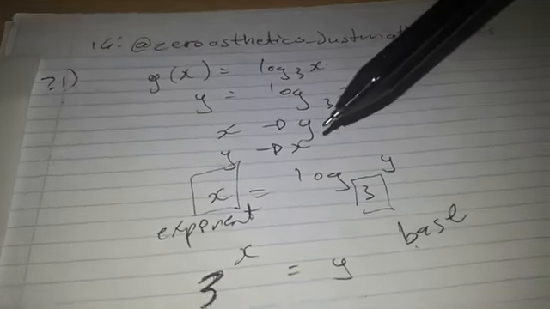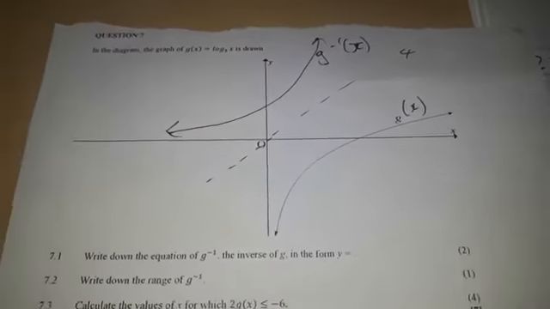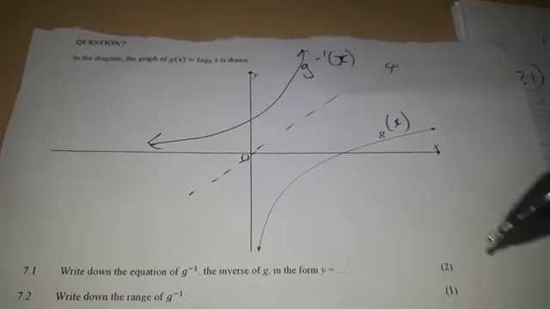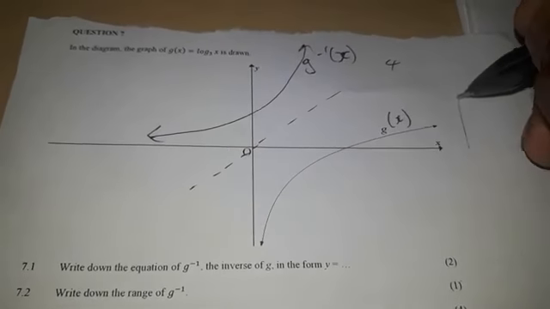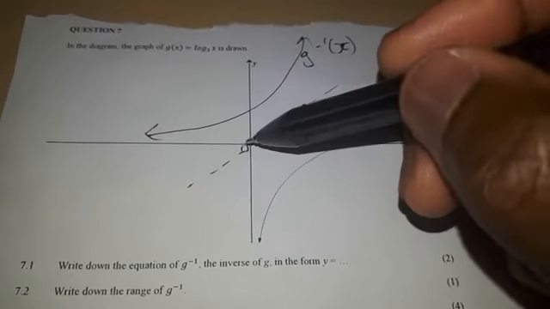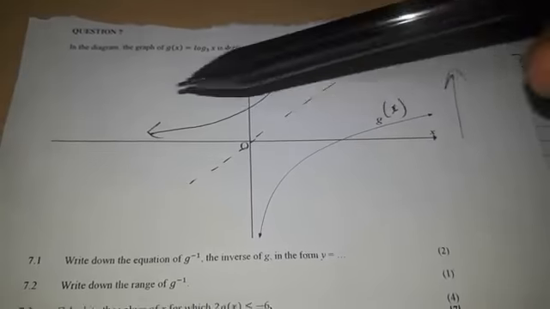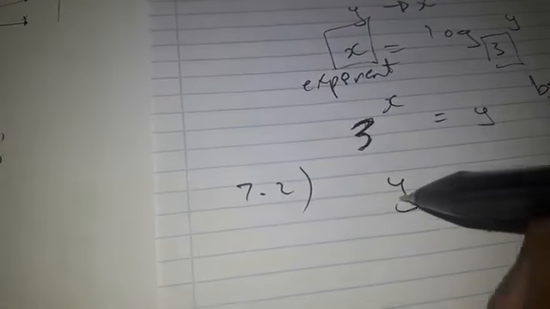So that's for 7.1. For 7.2, they said write down the range of the inverse. You see, with a picture it makes things so much easier. That's why this is a 1 mark question. The range, we can clearly see the graph is from here going up. Range, remember, you have to look at the y values. So our y values are all bigger than 0, but they will never touch 0. So the range here, 7.2, we just need to say that y is bigger than 0.